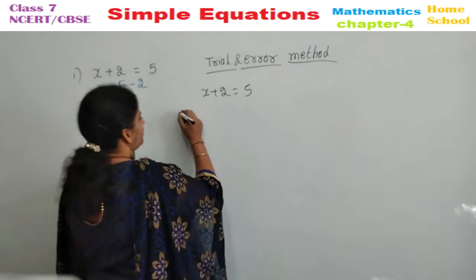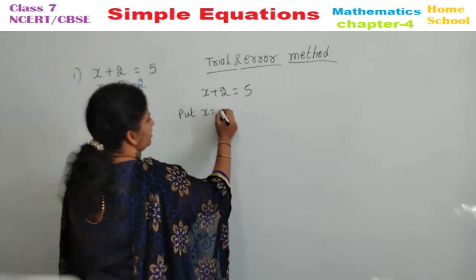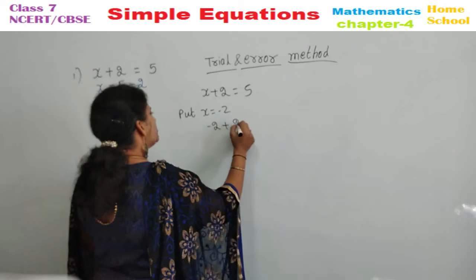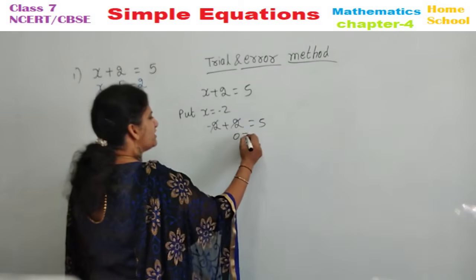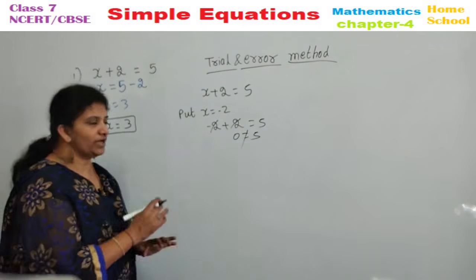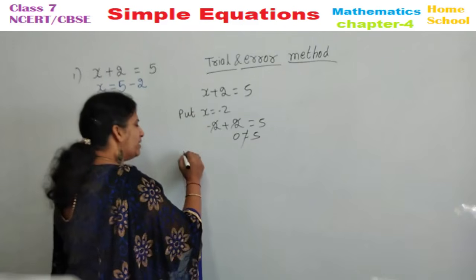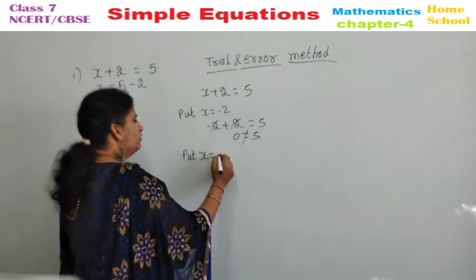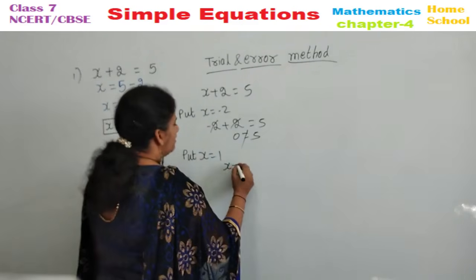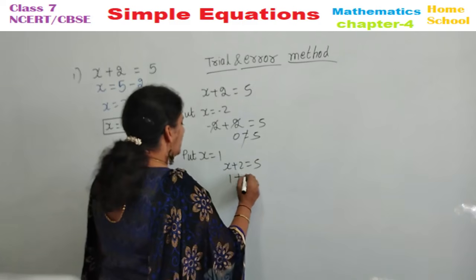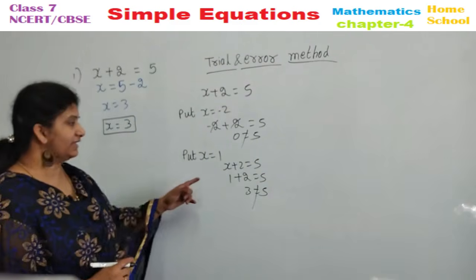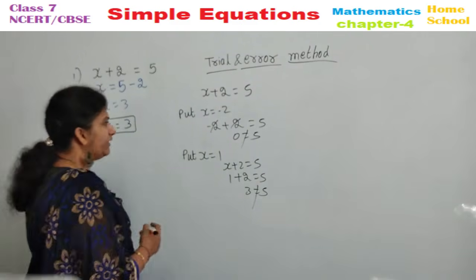Let me take any value. Put x is equal to minus 2. Substitute this value. Minus 2 plus 2 equal to 5. 2 cancels. 0 is not equal to 5. Right? This is an error. We won't get the correct answer. Then go with any other number. Put x is equal to 1. What happens? Substitute there. x plus 2 equal to 5. 1 plus 2 equal to 5. 3 equal to 5. These two are also not equal. Then this is also not the x value. Then go with the other number.